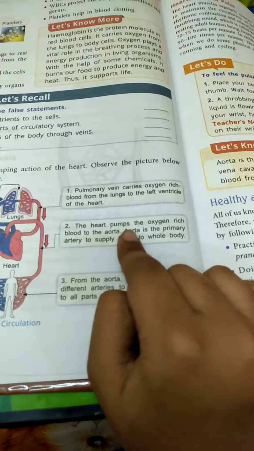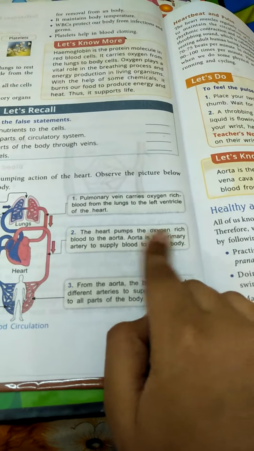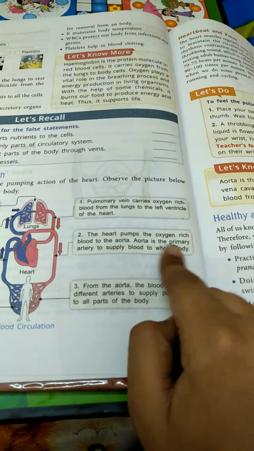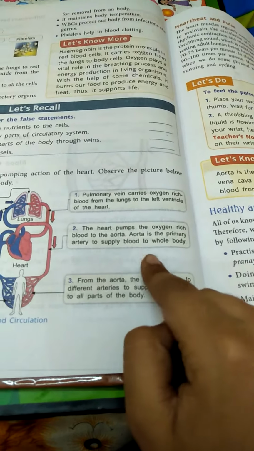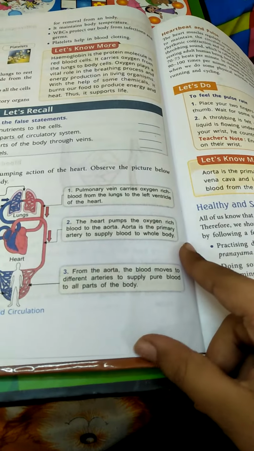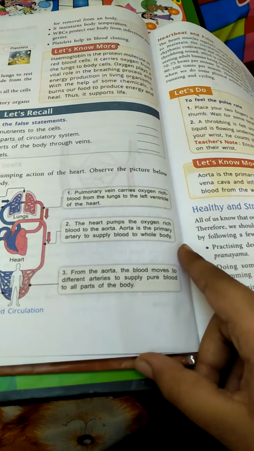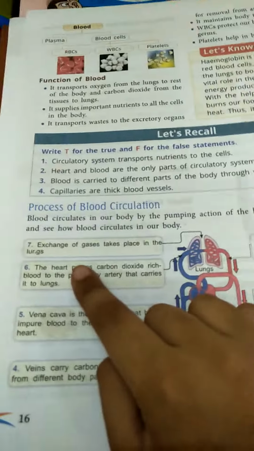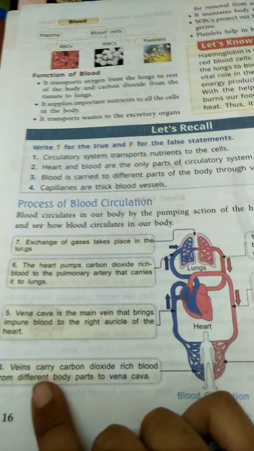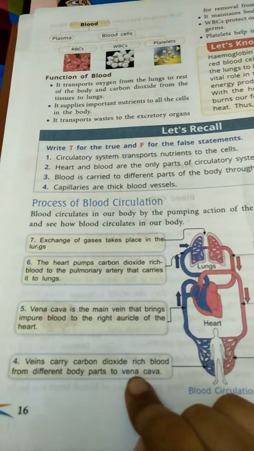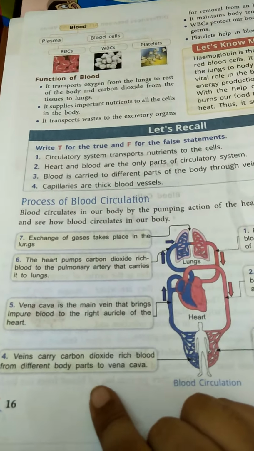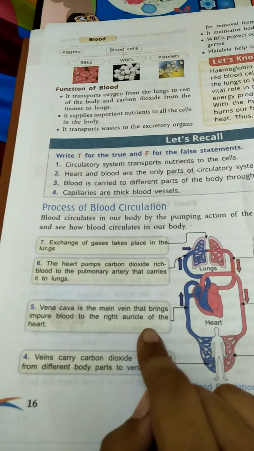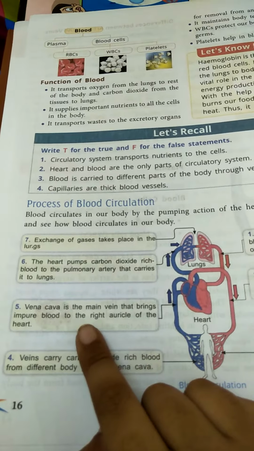The first step is pulmonary veins carry oxygen rich blood from the lungs to the left ventricle of the heart. The heart pumps the oxygen rich blood to the aorta. Aorta is a primary artery to supply blood to the whole body. From aorta, the blood moves to different arteries to supply pure blood to all the parts of our body. Now the fourth is veins carry carbon dioxide rich blood from different body parts to the vena cava.